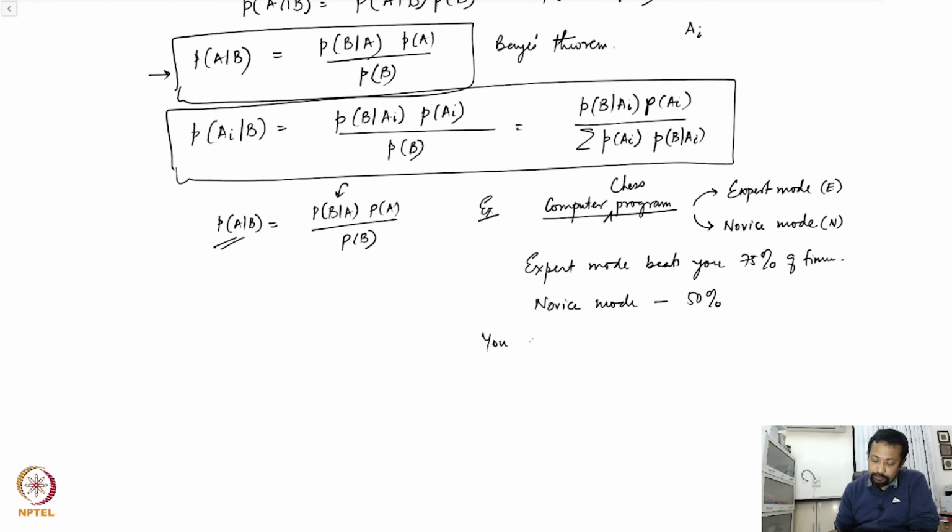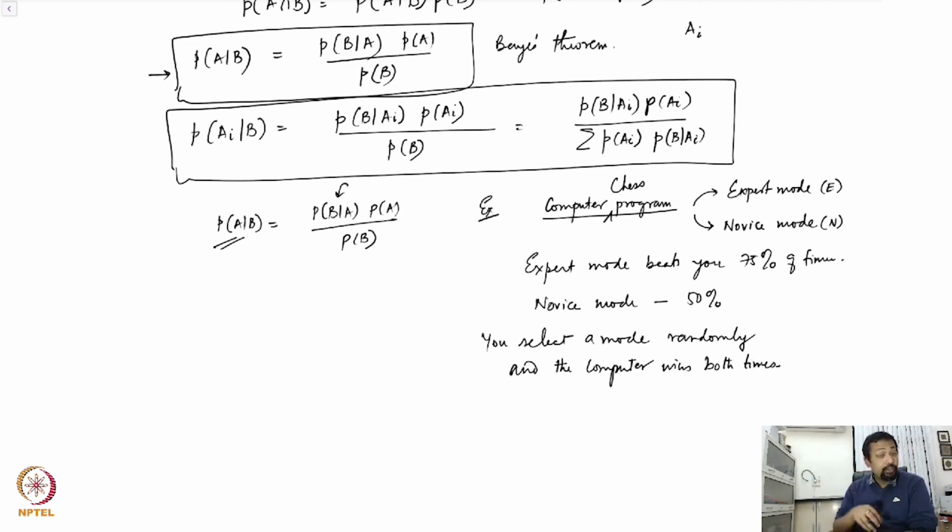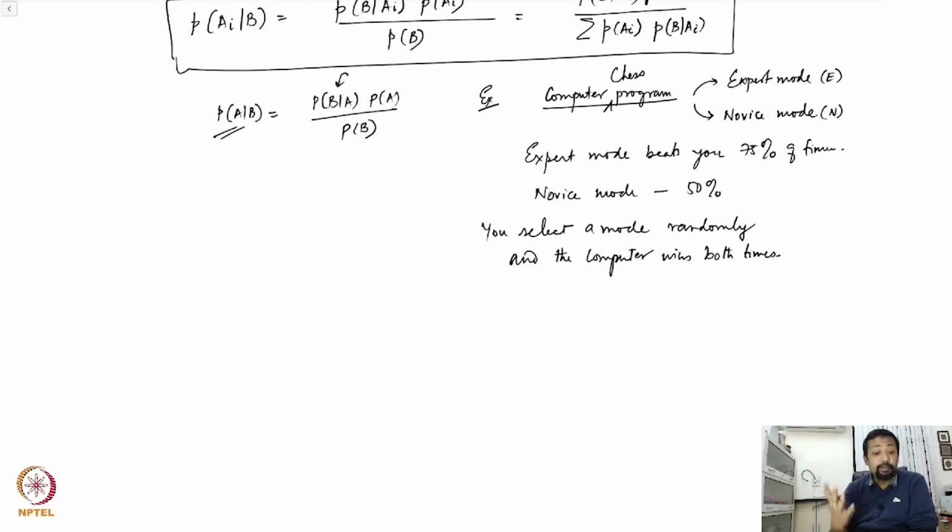So you select a mode randomly and the computer wins both times, right? Now you ask the question: what is the probability that you chose the novice mode? So I want to ask the question, what is the probability that you chose the novice mode.